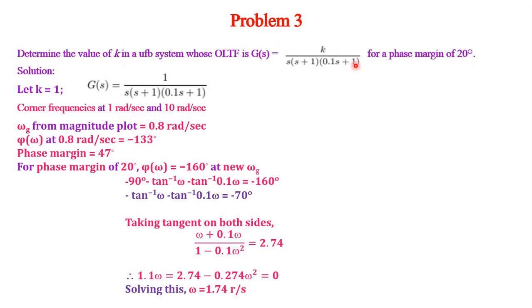So to do problems of this type, that is for a gain crossover frequency of so much or a phase margin of so much degrees, first let K equal to 1. So I have taken K equal to 1. Here again I have not put any tabular column, because I already explained the steps very clearly in the first problem. So corner frequencies are 1 and 10.